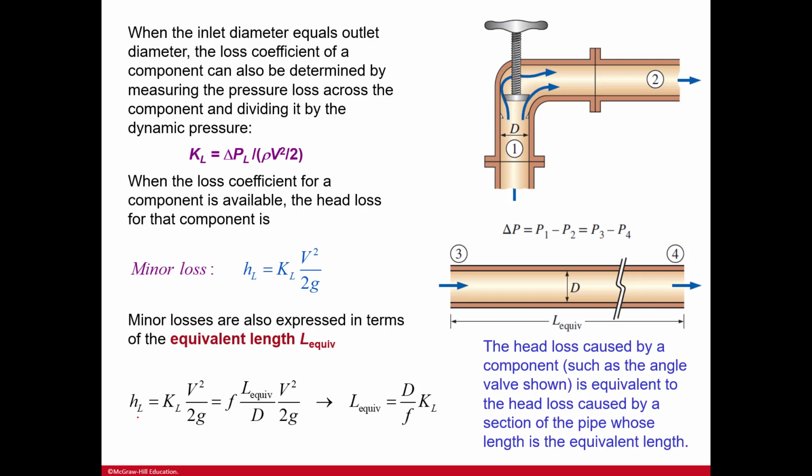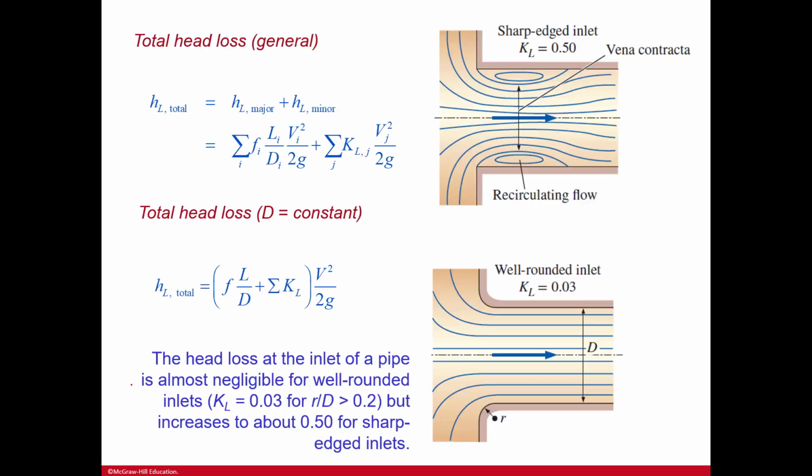So here, when the inlet diameter equals the outlet diameter, the loss coefficient of the component can also be determined by measuring the pressure loss across a component and dividing it by the dynamic pressure. So here you have minor loss again, and minor losses are also expressed in terms of the equivalent length here. Total head loss, which is just a general equation here, and then total head loss when D is constant.